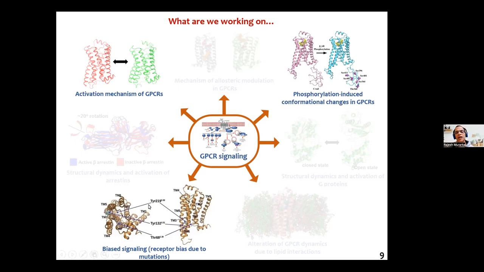And another example problem which I'll be discussing is, as I said, receptor bias, right? I said that if some mutations are there in the receptor, they themselves actually bias the signaling process. And this beta 2 AR, this adrenergic receptor, which we'll be talking about, is related to cardiovascular function, and then asthma, where agonists are prescribed for asthma patients, you know. So this biased signaling we'll be discussing in terms of the receptor bias, okay?